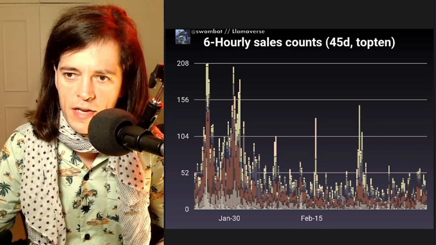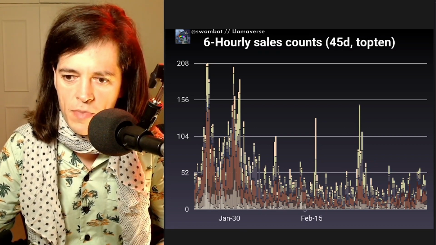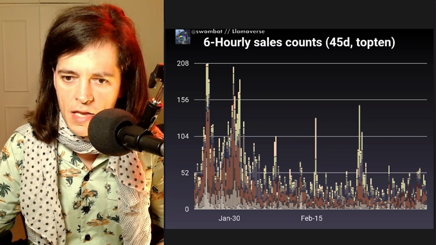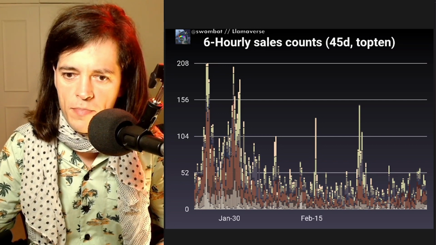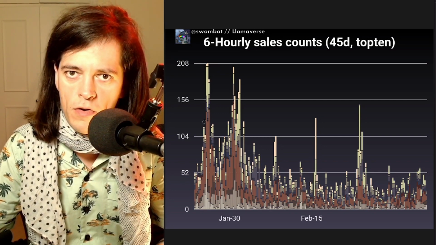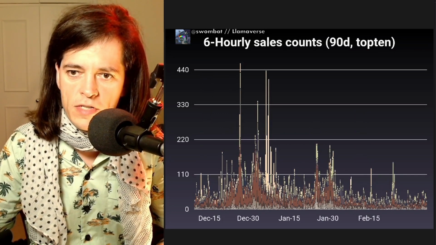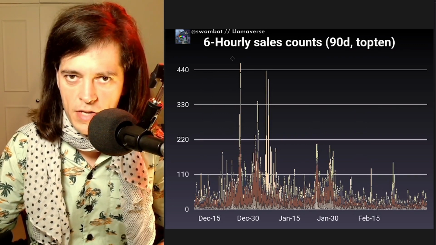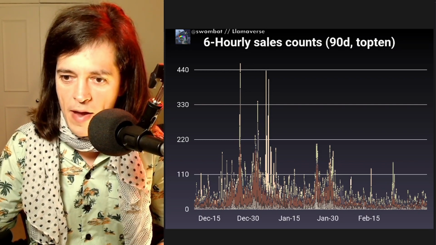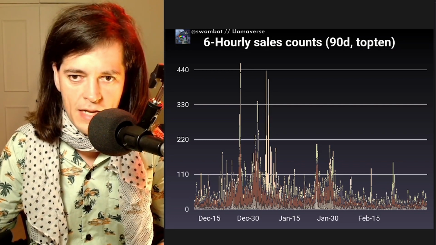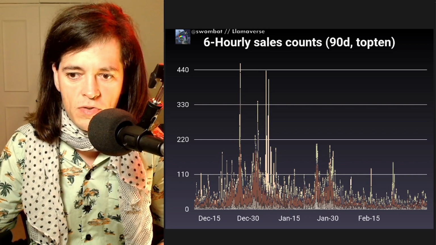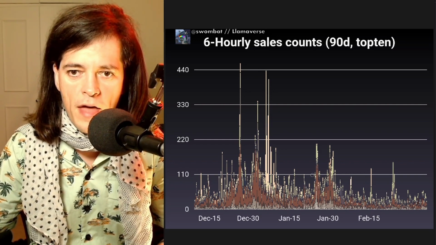This is 45 days. There is a timescale at the bottom this time because it's long enough to need it. Here you can see the late January pump where there was a lot more volume than there is now at the time of this recording. Here you can see an even longer timescale of 90 days. This shows the early January bull market. You can compare that to the late January bull market and see that as far as the top 10 are concerned, this was a much lower amount of volume than in January.